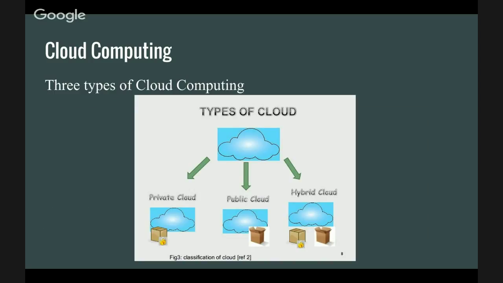There are 3 types of cloud computing. The private cloud, which is a cloud infrastructure operated solely for a single organization. The public cloud, which is when the services in the network are open for public use. And the hybrid cloud, which includes both private cloud and public cloud.